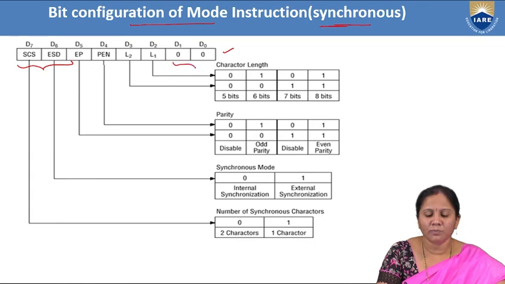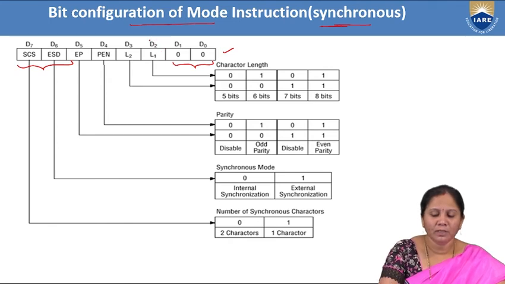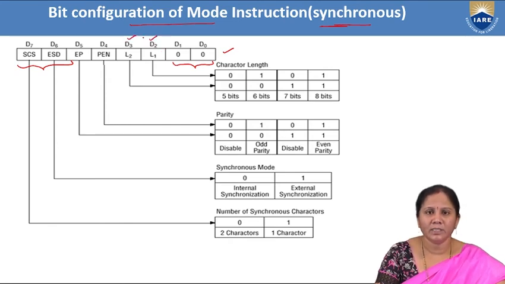Here the first two bits D0 and D1 will be fixed to 0, 0. And coming to D2 and D3, these two bits represent the character length. So if these two bits are 0, 0, the character length will be 5 bits. If it is 0, 1, character length is 6 bits. If it is 1, 0, character length will be 7 bits. If it is 1, 1, character length will be 8 bits.